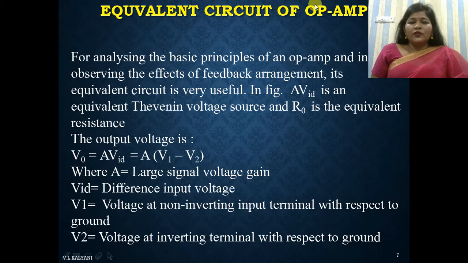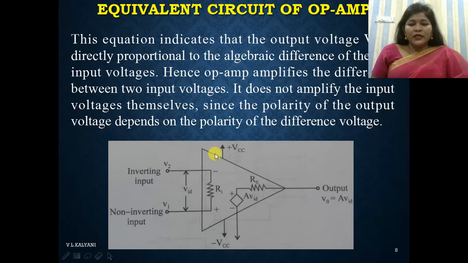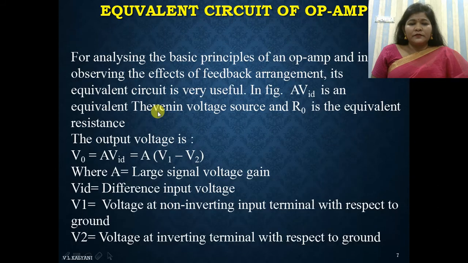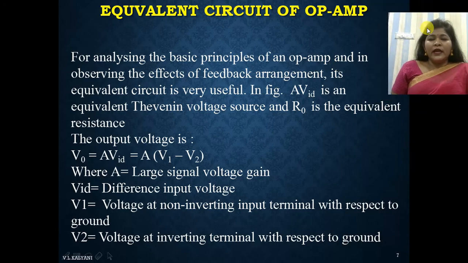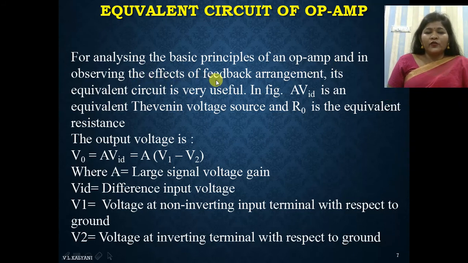The equivalent circuit of operational amplifier. So this is the basic equivalent circuit of operational amplifier. This circuit basically consists of Thevenin theorem, and for analyzing the basic principle of operational amplifier and in observing the effect of feedback arrangement, its equivalent circuit is very useful. So in that figure, A VID is an equivalent Thevenin voltage source and R0 is the equivalent resistance.